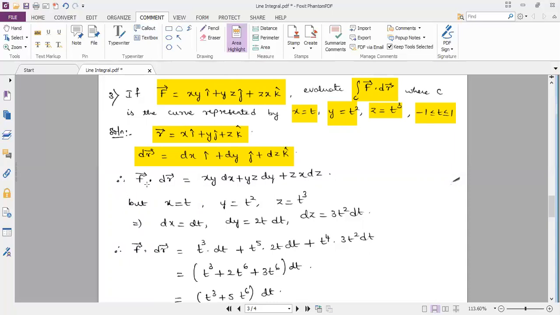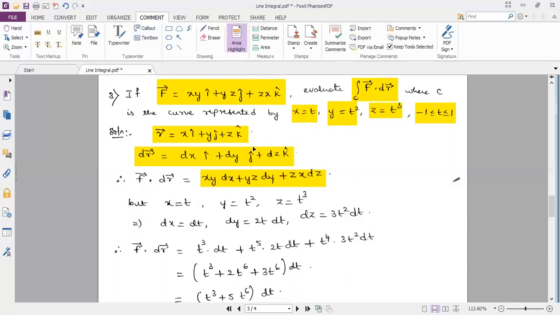Now evaluating F dot dr, the dot product between these two, recalling the property that i dot i, j dot j, k dot k values are 1. The rest of all dot products are 0. So we get F dot dr is equal to xy dx plus yz dy plus zx dz.